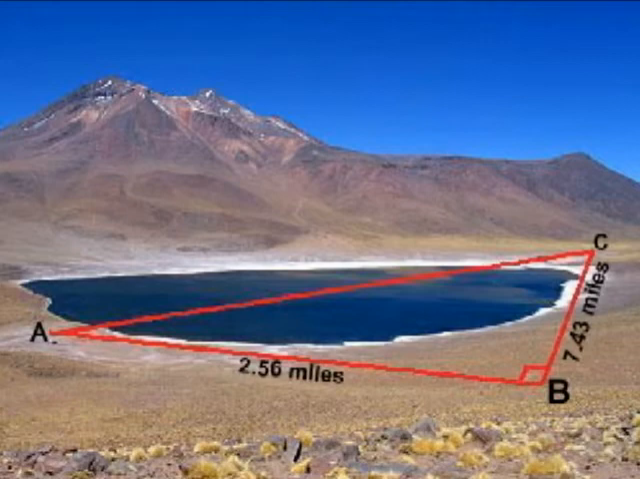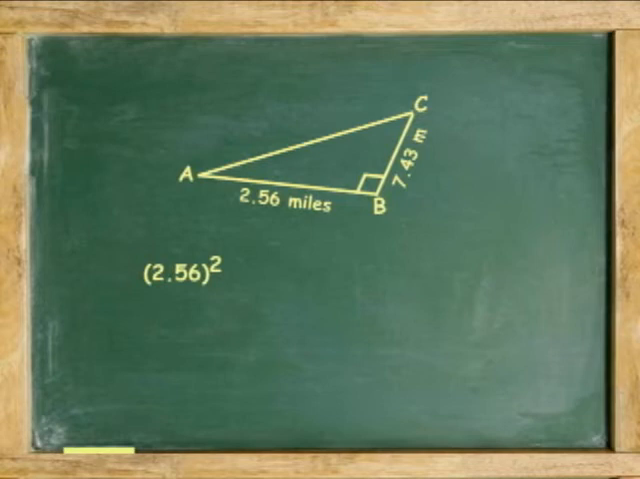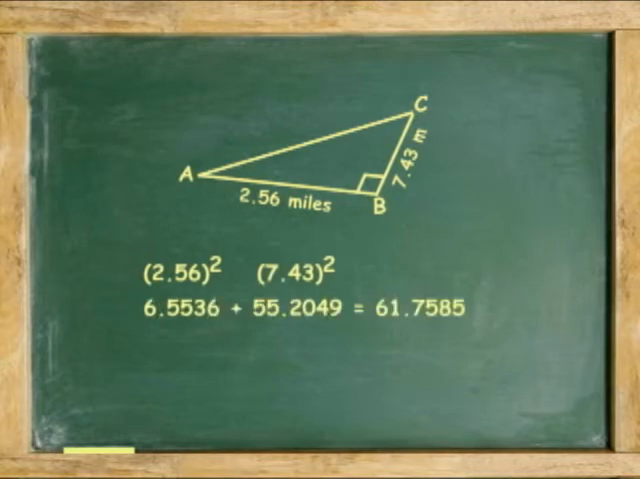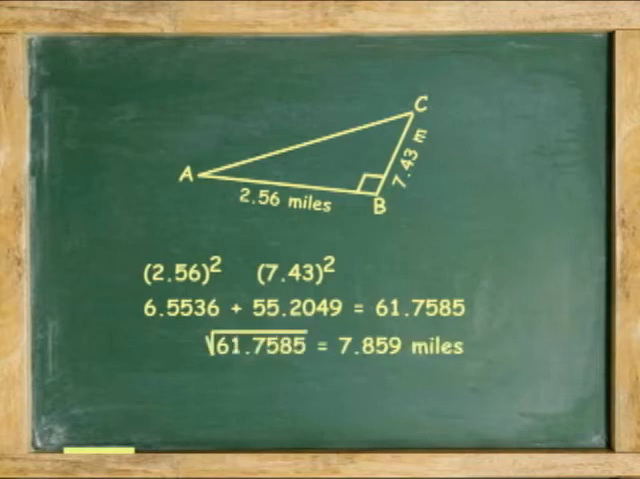In other words, square AB, square BC, add AB and BC in the squared form. Find the square root using a calculator and, rounding off, the distance across the lake is 7.859 miles.